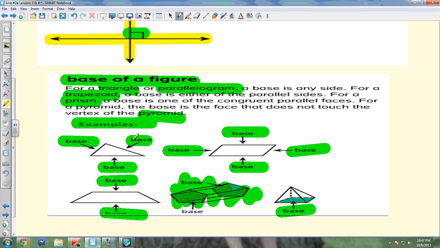So I actually want you to copy down base of the figure, and then copy down the example for a triangle, base, base, base. For a parallelogram, base, base, base, base. For a trapezoid, base and base. For a prism, opposite side, base, base. Do that as best you can as far as drawing. And then for this pyramid right here, you can see the base is the bottom, and it's the face that does not touch the vertex of the pyramid. Alright, so copy those down. Do the best you can with your drawings.